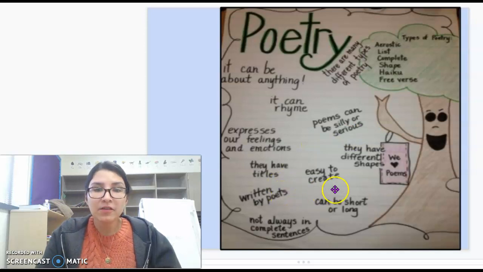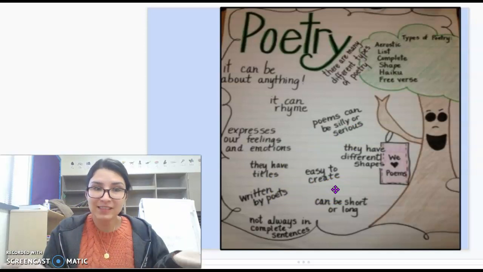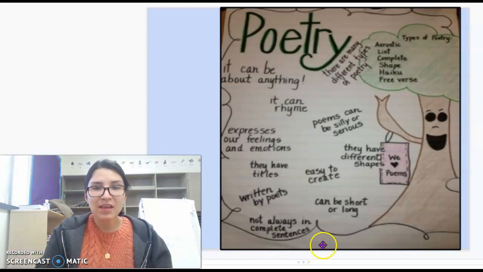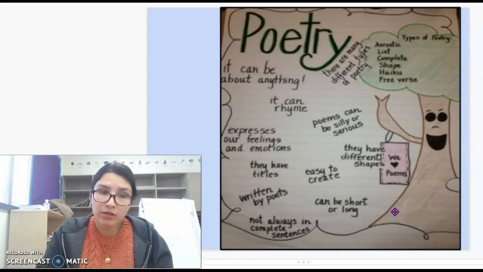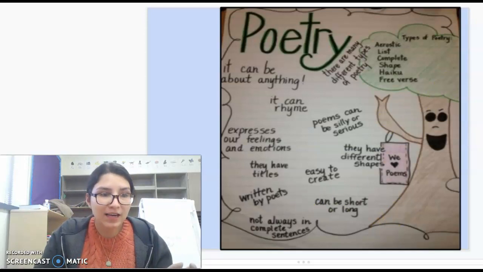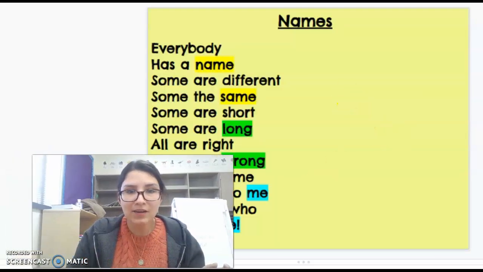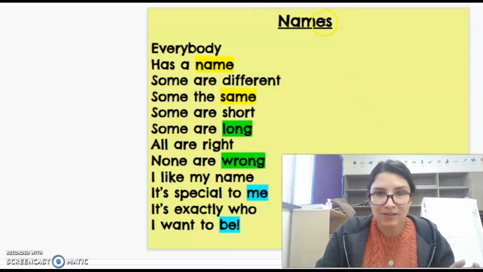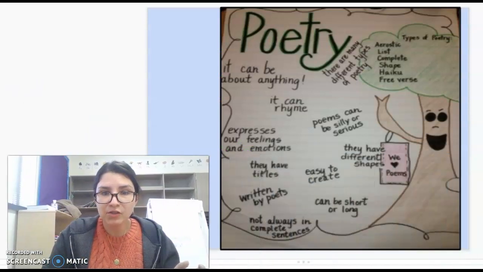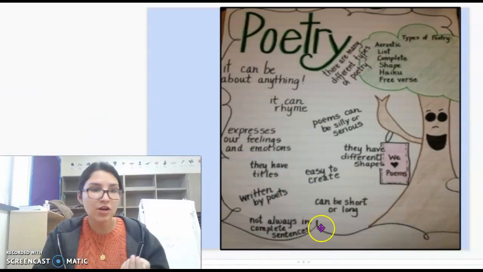Some poems are very easy to create, like our Five Senses poem that we created yesterday over pizza, okay? Some poems are short, and some poems are very long. Some poems have titles, like this poem right here. This poem is titled Names. See, here's the title. And some poems don't have titles, and that's okay. So some poems do have titles, and some don't.